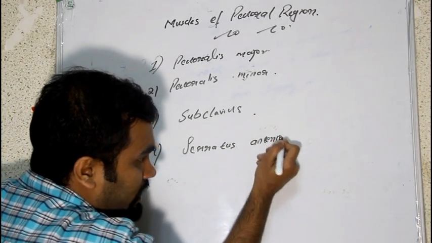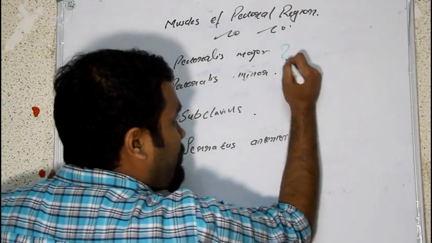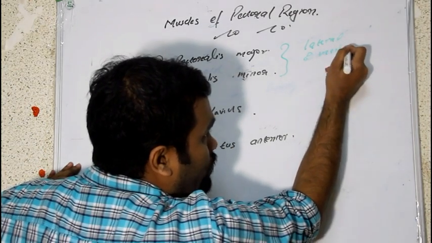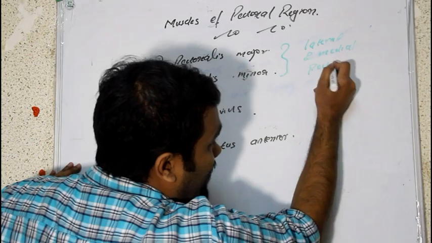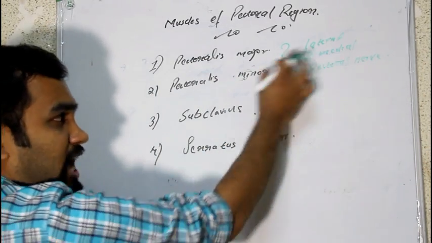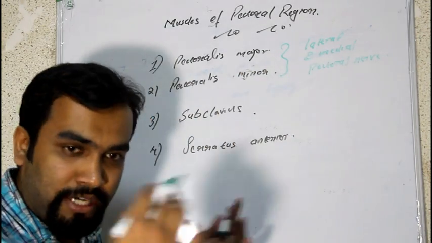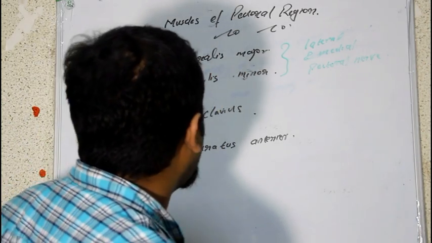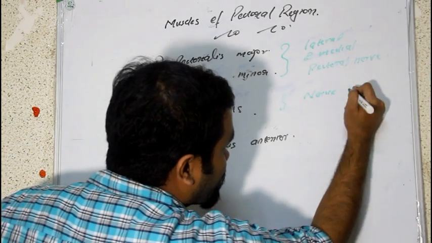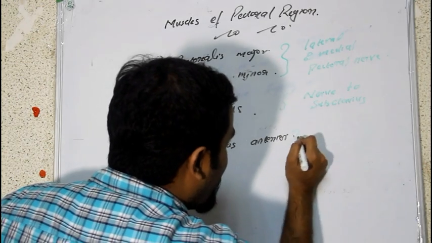Subclavius. Then we have the important muscle, that is serratus anterior. This pectoralis major and minor are supplied by the lateral and medial pectoral nerves. Keep this in mind. We'll discuss it later. This is an important, hybrid muscle. This subclavius is supplied by the nerve to subclavius. Okay.